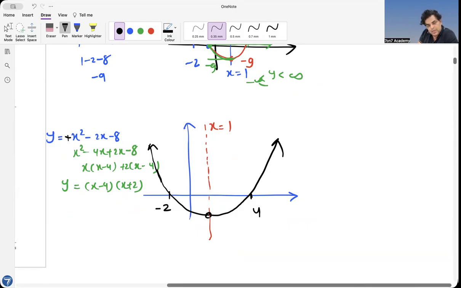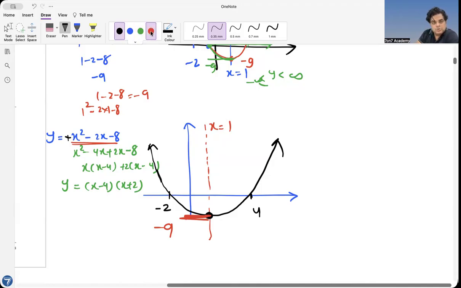To get the y value at that point, you plug the x value into the original equation. What is the x value at that point? 1. So 1 squared minus 2 into 1 minus 8, so 1 minus 2 minus 8 is minus 9. So the y value here is minus 9, agree? That is the minimum y value of this parabola. You can put any x value here, but the y value will never go below minus 9.